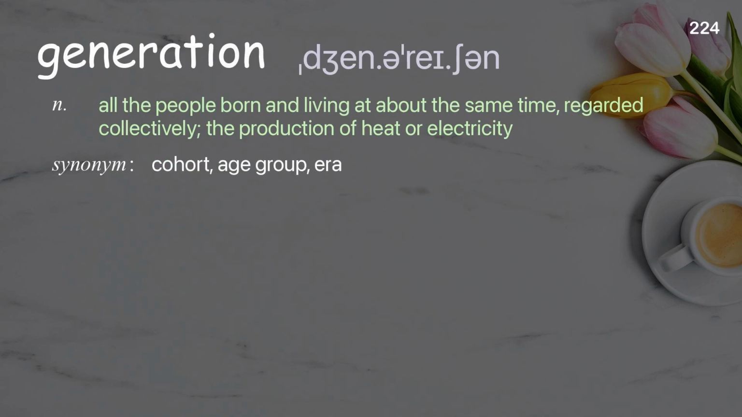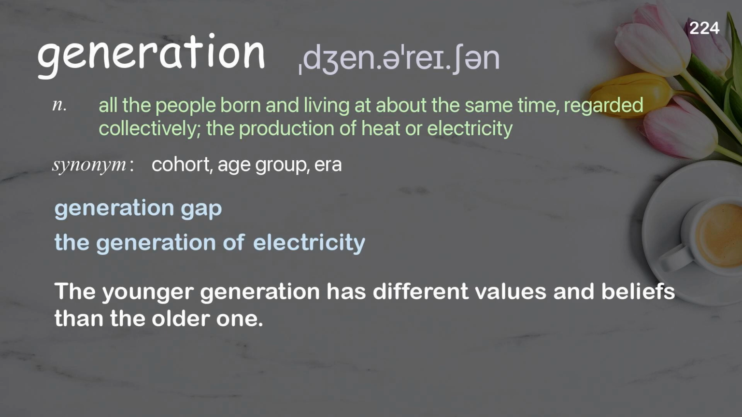Generation. All the people born and living at about the same time, regarded collectively, the production of heat or electricity. Examples: Generation gap. The generation of electricity. The younger generation has different values and beliefs than the older one.